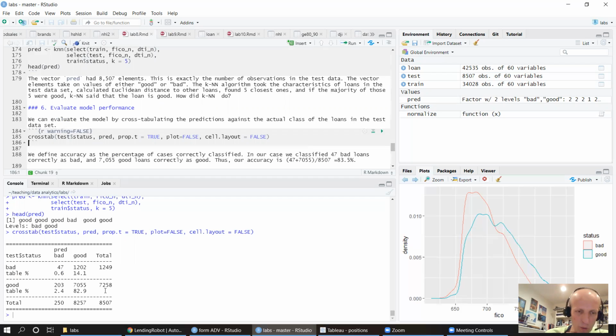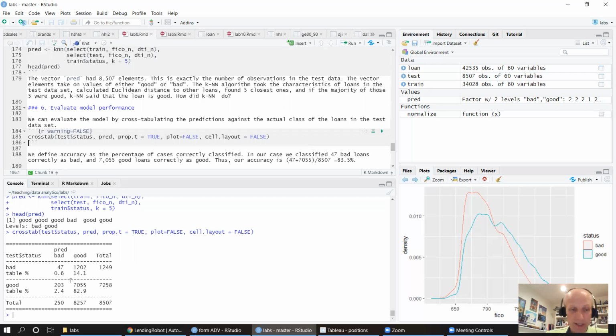So we could see in the test data set, there were 1,249 bad loans and 7,258 good loans. Of those 1,249 bad loans, we only classified 47 as bad. So those are correct classifications, but certainly in terms of the share of the bad loans that we flagged as bad, that's not a particularly good record. We certainly did much better in classifying good loans as good loans. Of the 7,200, about 7,000 we correctly classified as good.